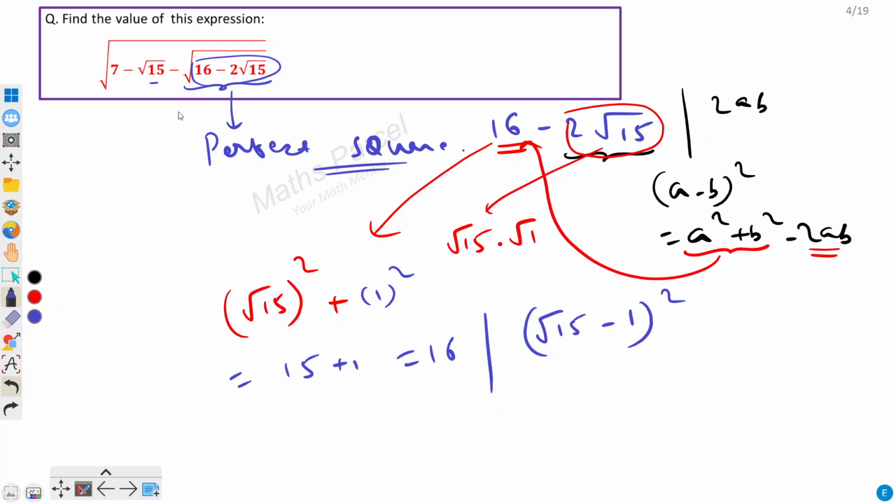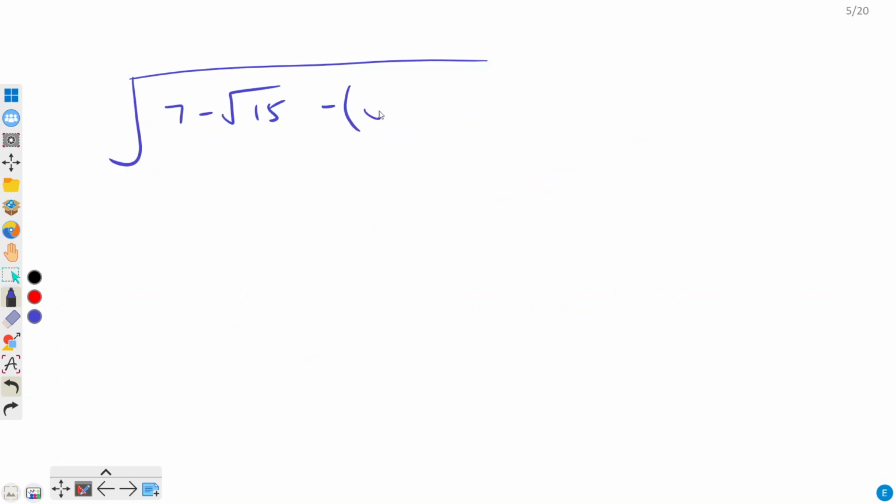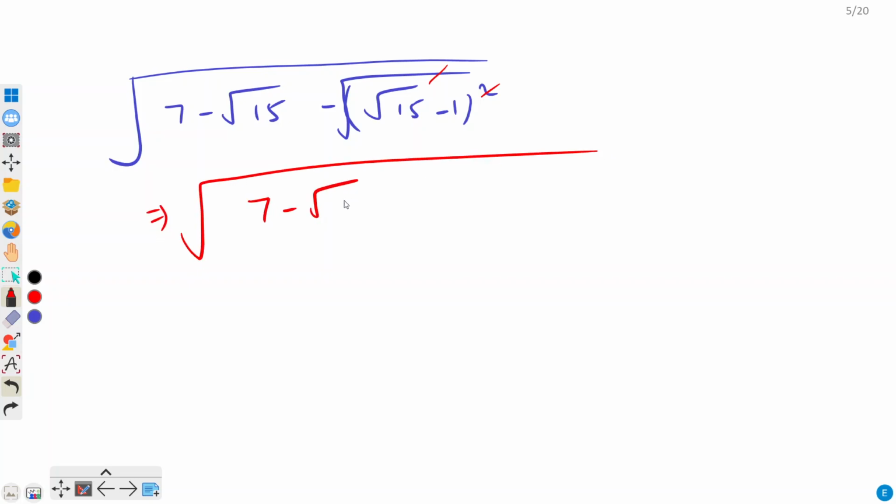Now this expression would become root of 7 minus root 15 minus the square root of (root 15 minus 1) whole square. So this square root would get cancelled out. So we can write this as 7 minus root 15 minus root 15 plus 1. So we can write this as the square root of 8 minus 2 root 15.